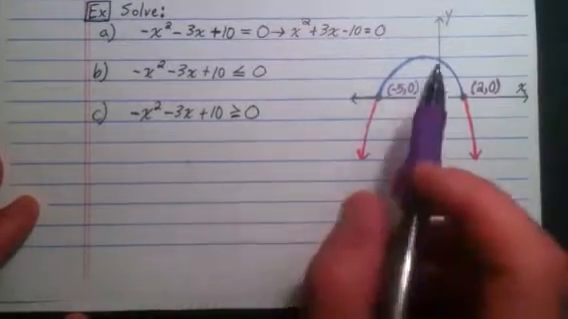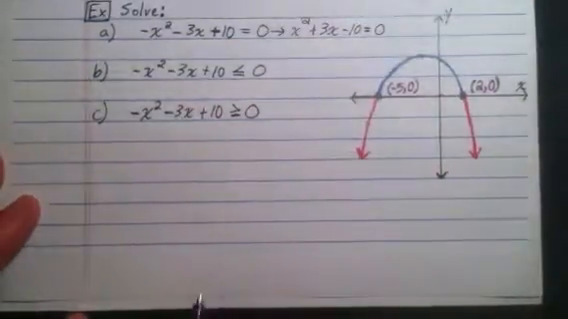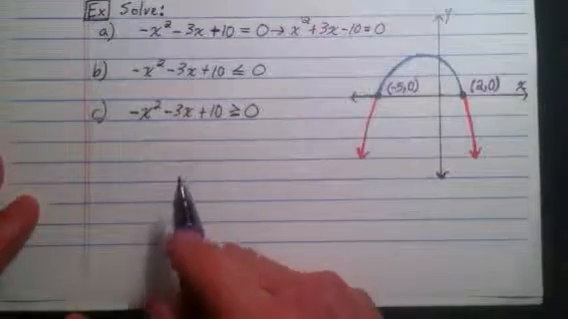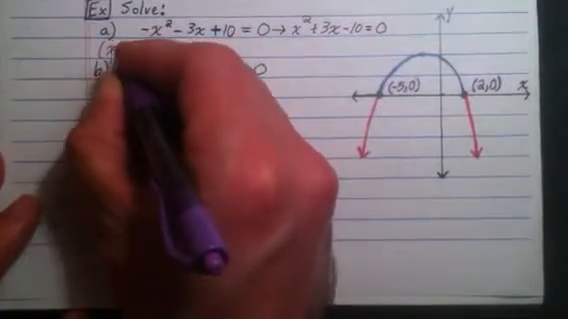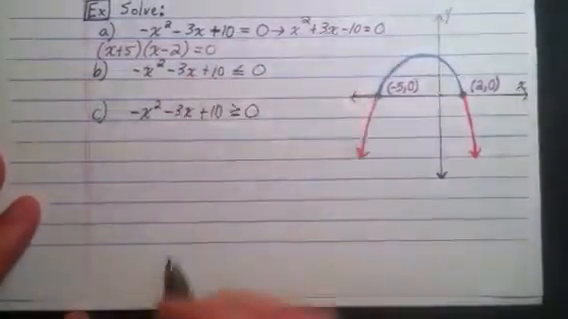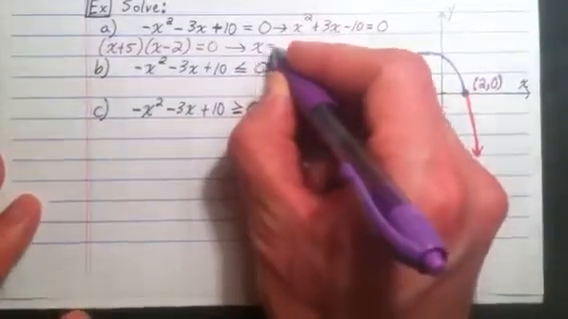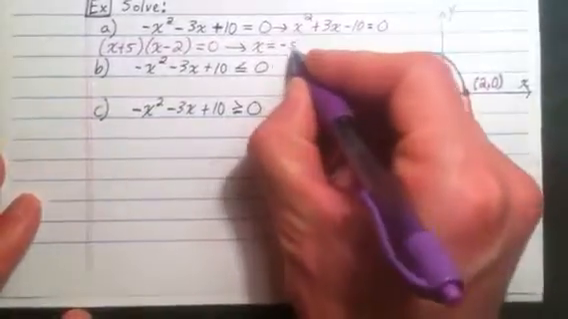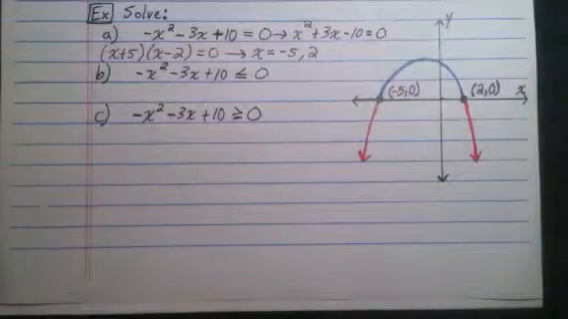So factoring x squared plus 3x minus 10, we are looking for the two numbers that multiply to give us negative 10 and add to give us 3. Those numbers are going to be 5 and negative 2. So it would factor into (x plus 5)(x minus 2). So that tells us our two x-intercepts are going to be negative 5 and positive 2. And that's why we have our two x-intercepts there at negative 5 and positive 2.